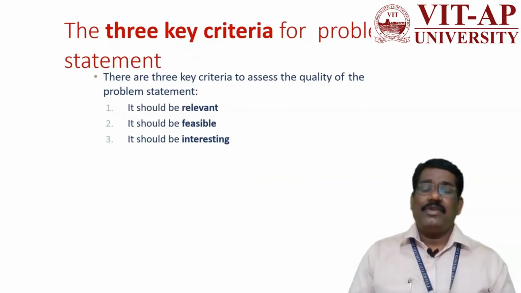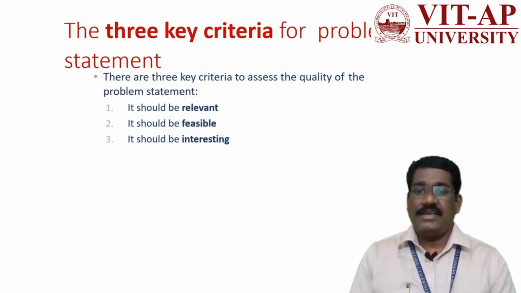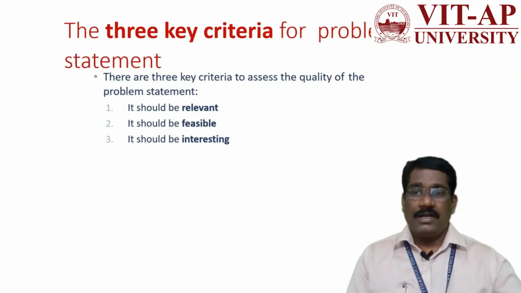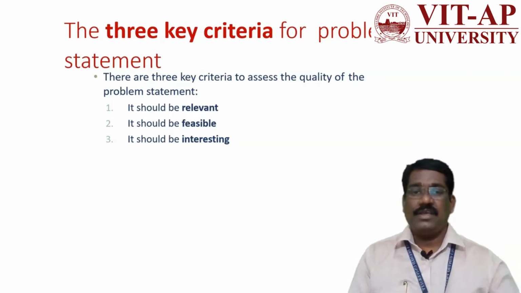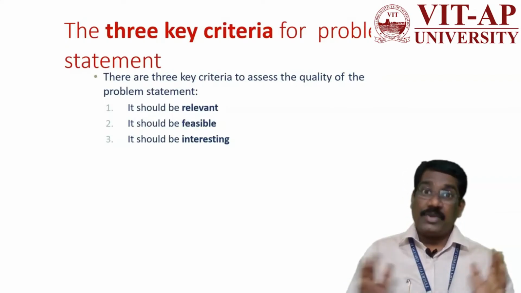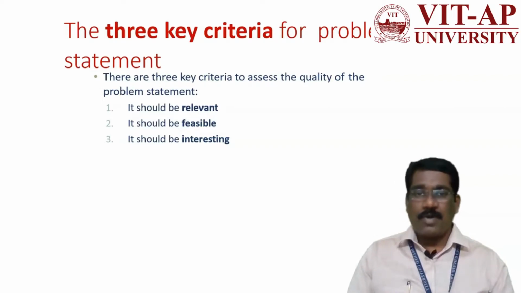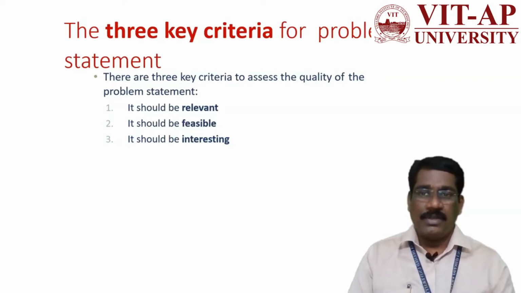There are three criteria for a problem statement. It should be relevant. It should be feasible. It should be interesting. We all know that in a broad problem area we have not specifically narrowed down the problem. So in the process of problem statement, we are trying to confine the specific issues related to the problem area, and that we call a problem statement.